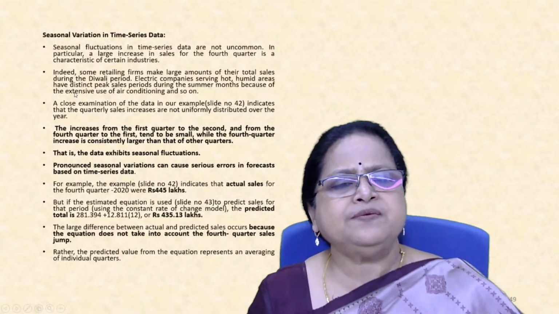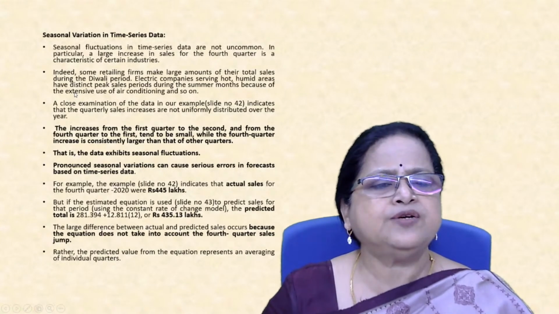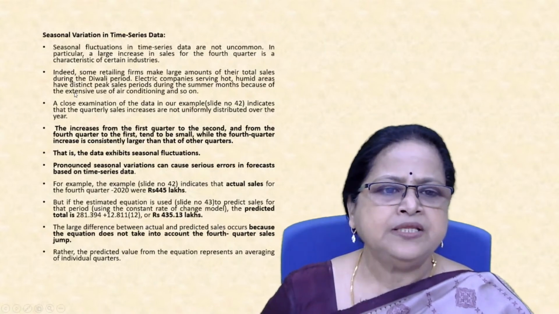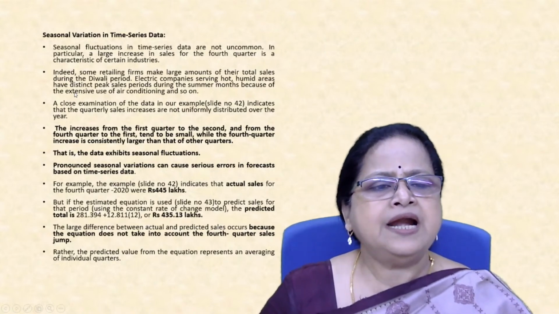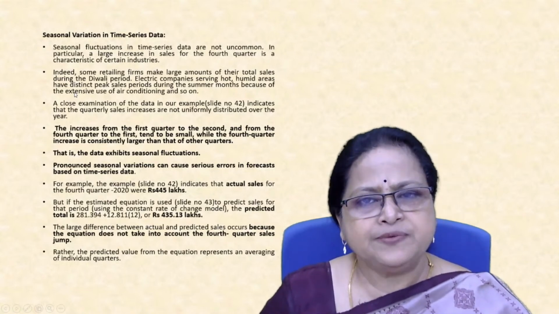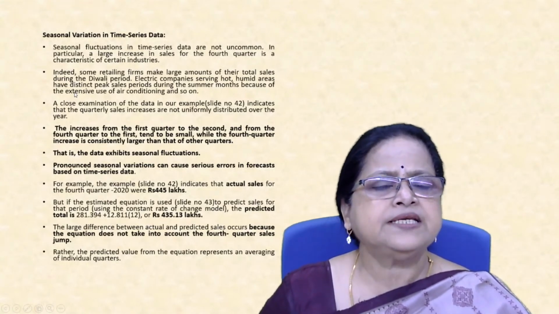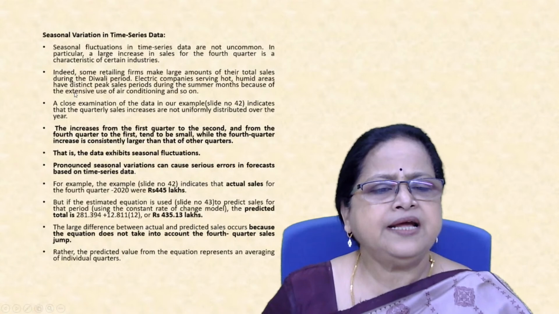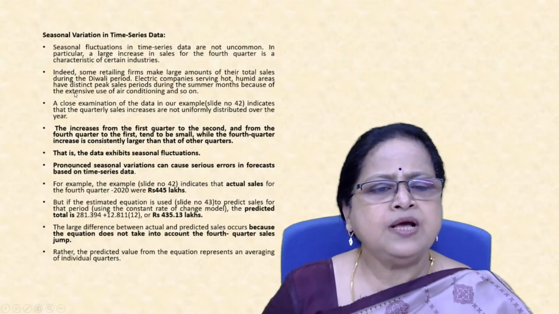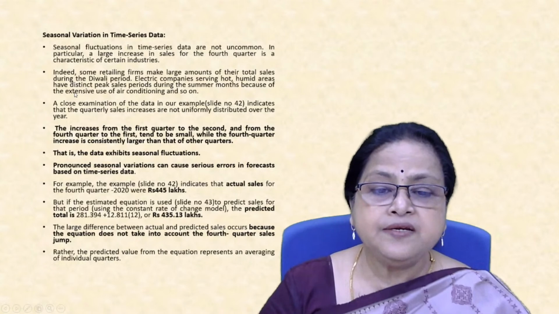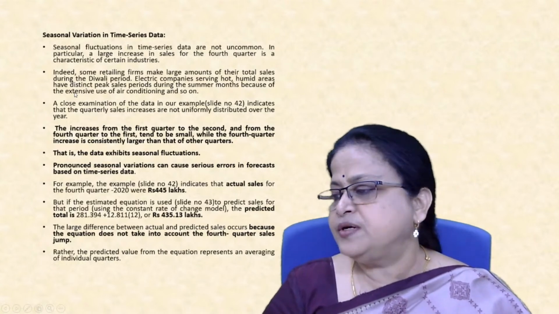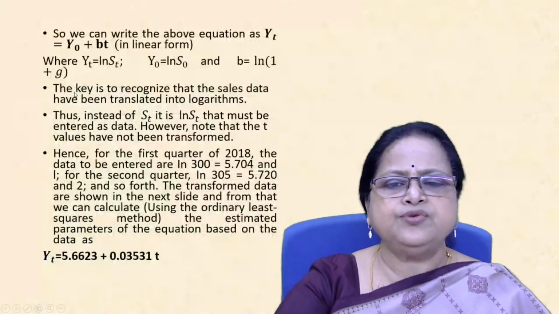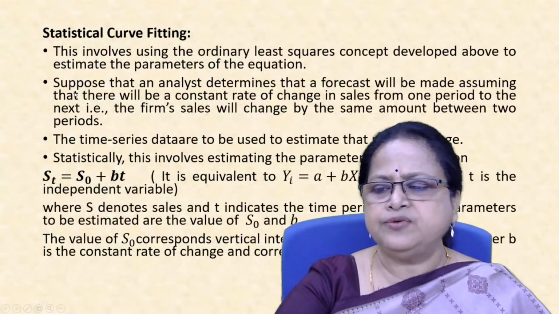A close examination of the data in our example indicates that the quarterly sales increases are not uniformly distributed over the year. The increases from the first quarter to second and from the fourth quarter to first tend to be small, while the fourth quarter increase is consistently larger than that of other quarters. That is, the data exhibits seasonal fluctuations. Pronounced seasonal variations can cause serious errors in forecasts based on time series data. For example, in slide number 42, suppose, let us say slide number 42.